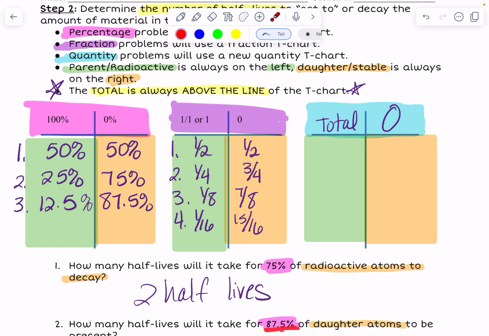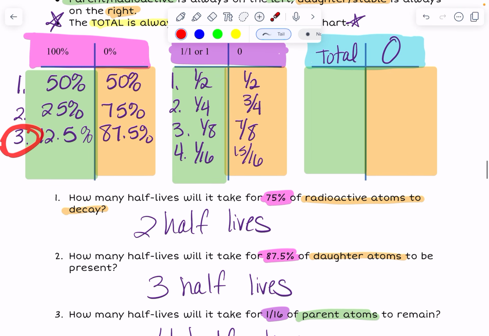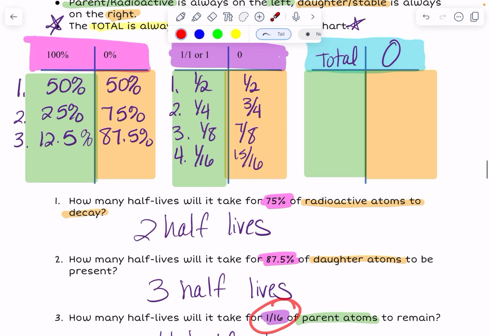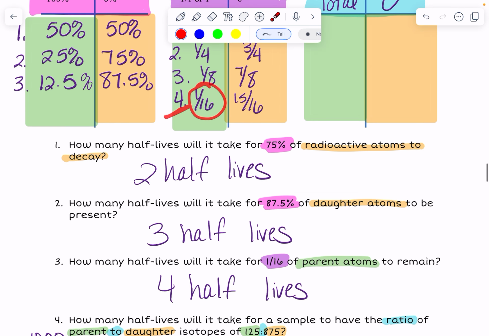If I did the next one, 87.5, again, that means 3 half-lives. So I see the match on the daughter side, and that tells me I have 3 half-lives. If I do the fraction one, 1/16 of parent atoms tells me I'm looking on this side. I'm looking for that number 1/16, and I see that right here. So I know it was 4 half-lives. So 4 half-lives goes right here.